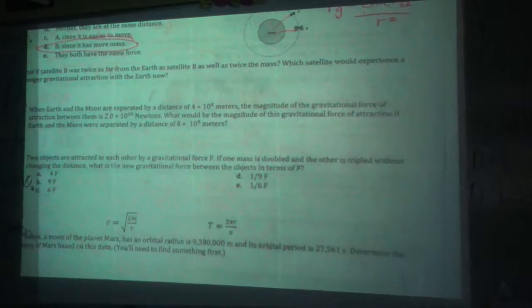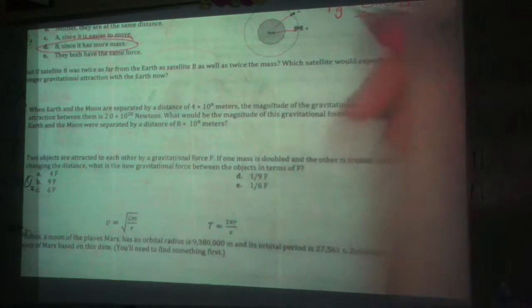What if satellite B was twice as far from the Earth as satellite A, as well as twice the mass? Now which one would have a stronger gravitational attraction, a stronger force now?